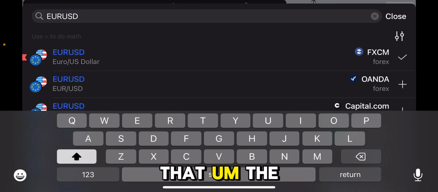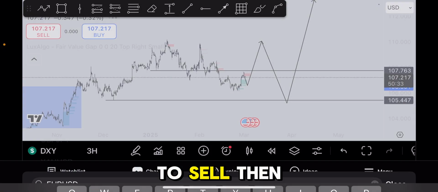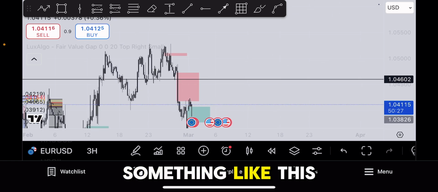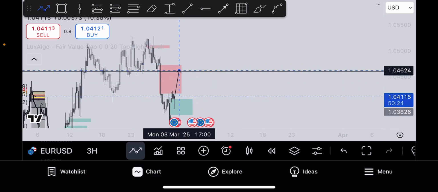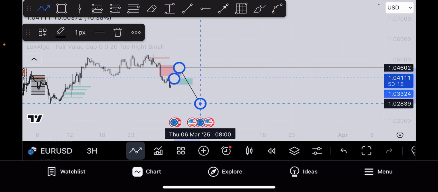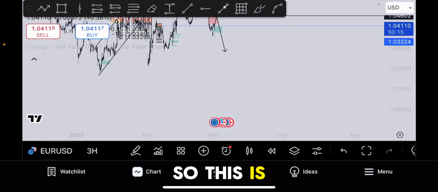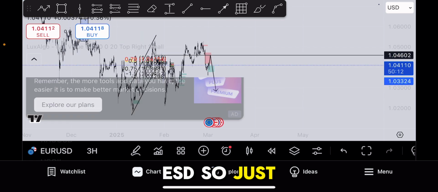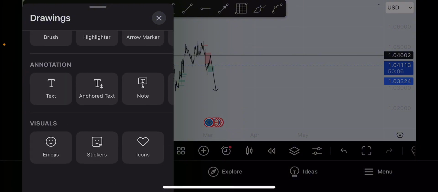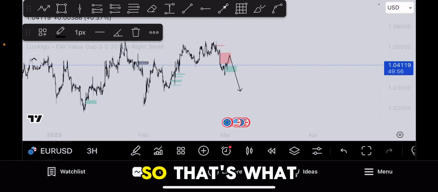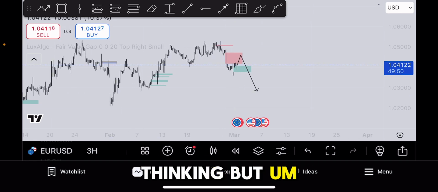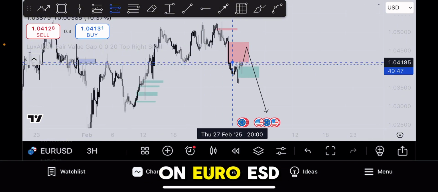Now knowing that DXY is supposed to sell then go higher, it means that on EUR/USD we are looking at the inverse, which will be something like this before we can go lower to sweep this zone over here, or even lower. So this is our analysis on EUR/USD. I'll just delete drawings. So that's what we are looking at. I'll update you guys on what I'm thinking, but so far this is a setup that we have on EUR/USD.